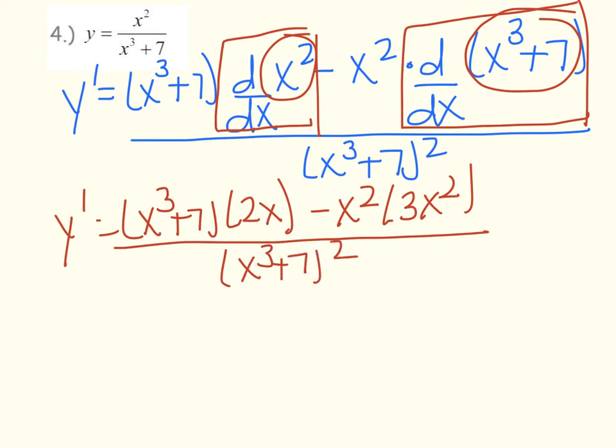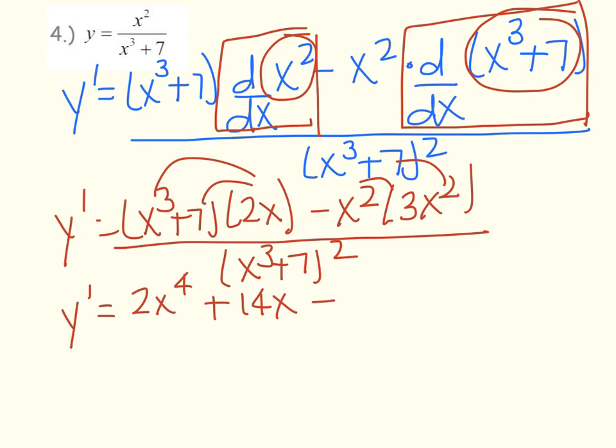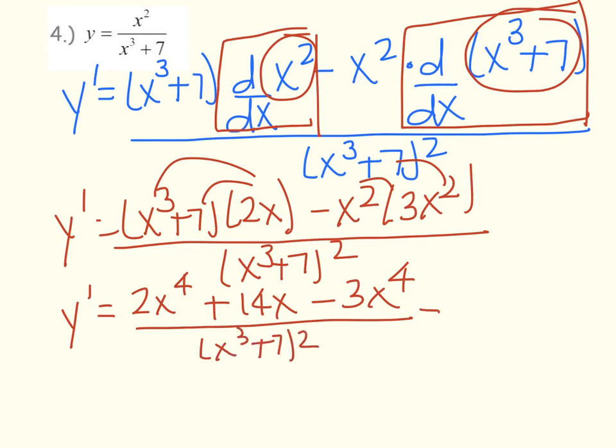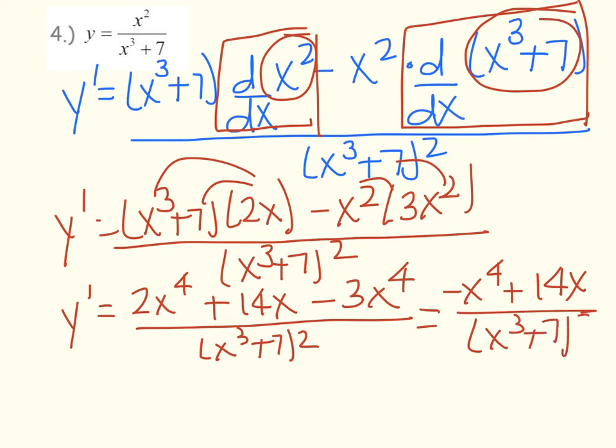And then I'm going to go ahead and simplify this one, just to make sure that you've seen that, but I'm going to distribute that 2x, which would be 2x to the fourth plus 14x. I'm going to distribute, oh, there's no distributing. I'm just going to multiply that out. That's minus 3x to the fourth divided by x cubed plus 7 squared. And so my final derivative would be negative x to the fourth plus 14x divided by x cubed plus 7 squared. When you simplify these, there's no need to square the denominator, although it's perfectly fine if you'd like to, but not necessary. And there's no need to further simplify the numerator.